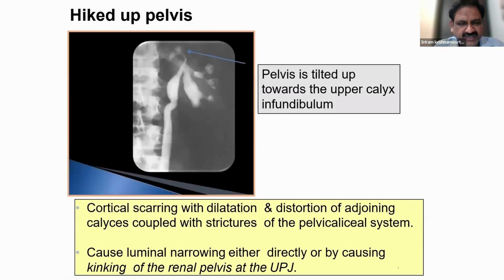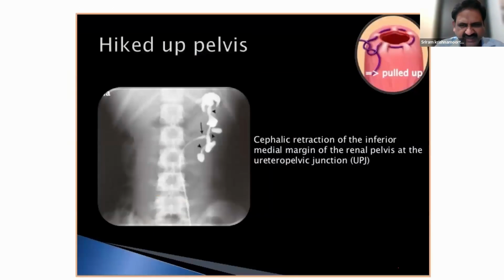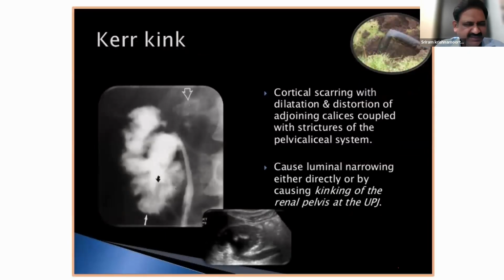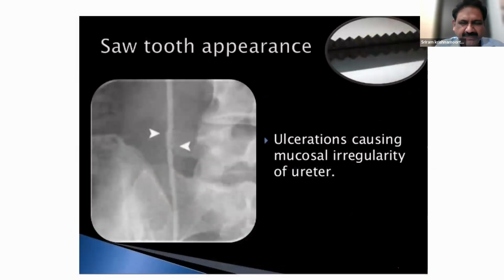The hiked up pelvis that I was mentioning earlier: the pelvis is tilted up towards the upper calyx infundibulum because the infundibular fibrosis will pull up the renal pelvis and the pelvic junction. So at the pelvic junction there will be a Kerr's kink and an acute angulation at the PUJ because of the infundibular fibrosis at the upper pole. This upper calyceal infundibulum will retract and pull the pelvis along with it, and that produces what is called a hiked up pelvis. Next slide. These are various other pictorial representations.